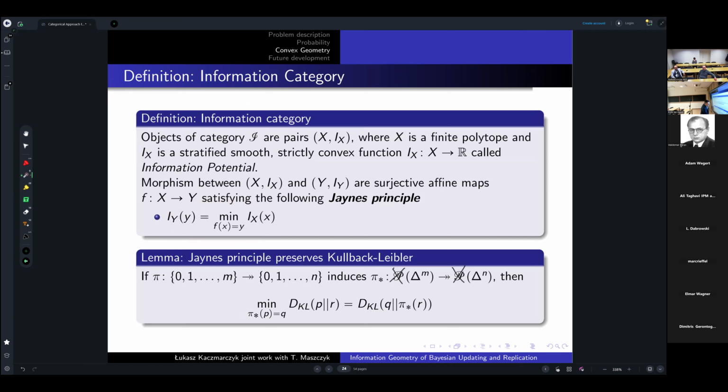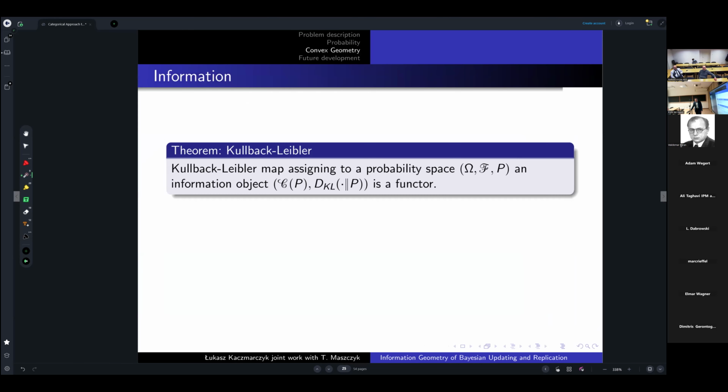And exactly this states that when we use the morphism from the set from 0 to n to the set from 0 to n, then the Kullback-Leibler is covariant, it satisfies the James principle, just like the covariant functor applied to the map P should.